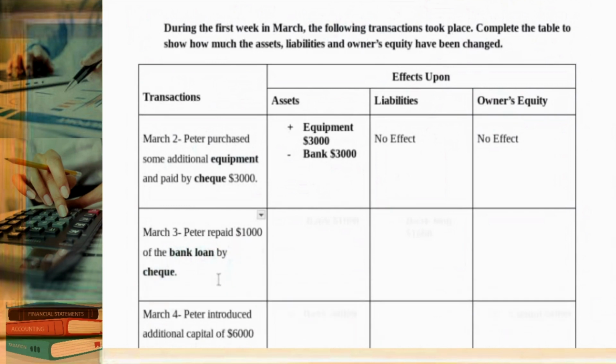Bank loan is a liability because it is what the business owes. So if Peter repaid $1,000 of the bank loan, this simply means that bank loan is going down. So Peter now owes less for bank loan. We're going to go to the liabilities section of the table. We're going to place a small minus to show that bank loan is going down and by how much. So minus bank loan, $1,000.